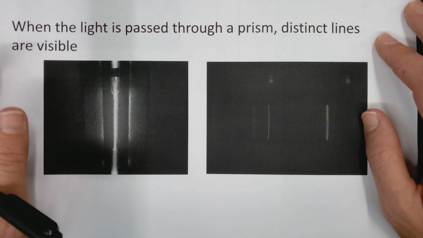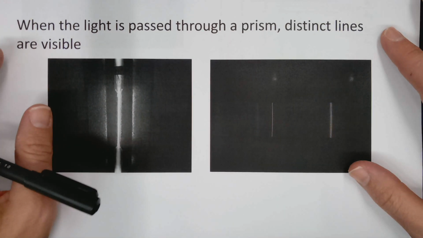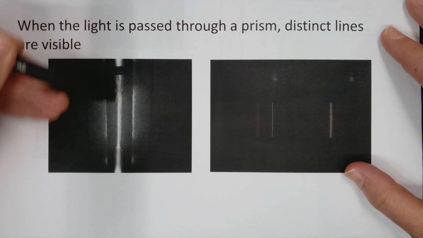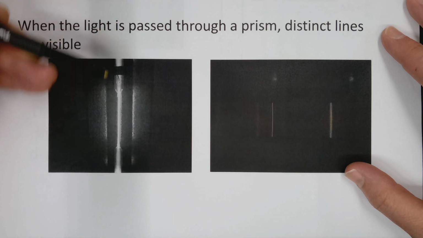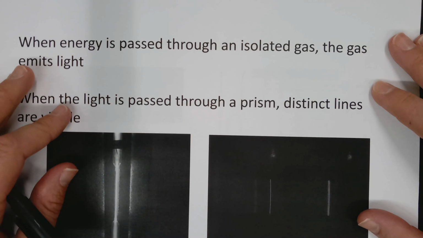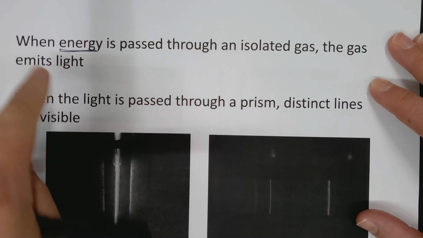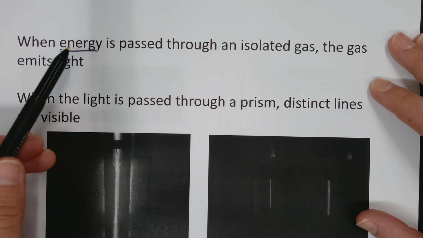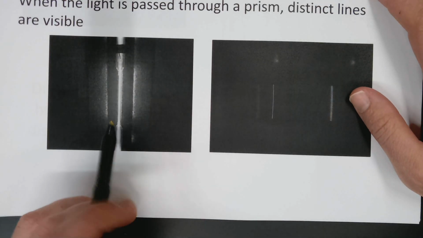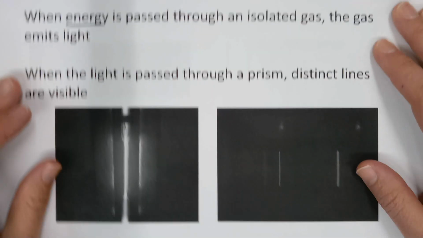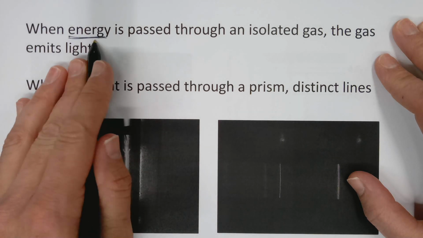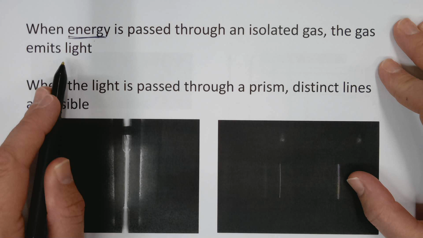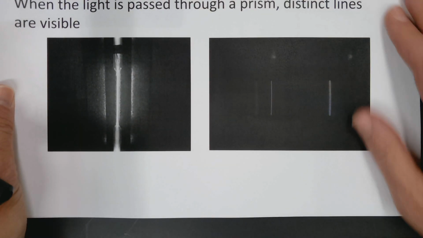So a really important experiment was done where hydrogen gas was isolated in a gas tube that looked like this. And what they did is they put an electrical current through this. And the electrical current is a form of energy. So when they passed energy through this isolated hydrogen gas, the gas emitted light, so it lit up, just like this. So once again, when energy, electricity, was passed through an isolated gas, the gas emitted light. It lights up.